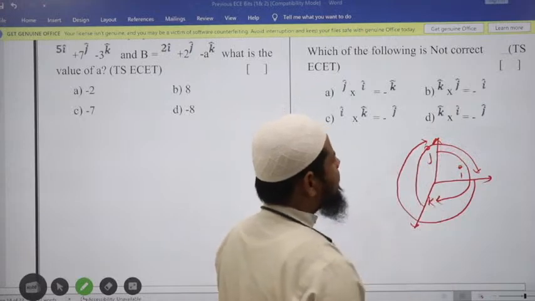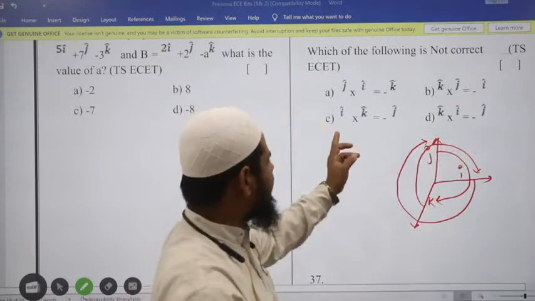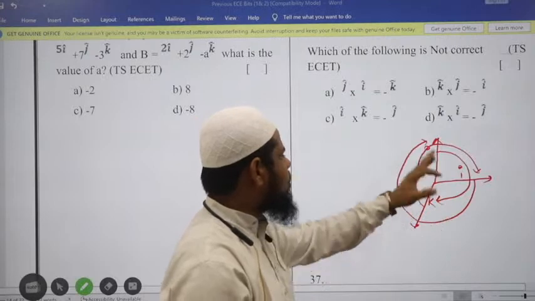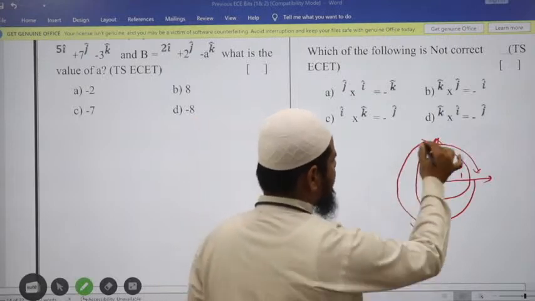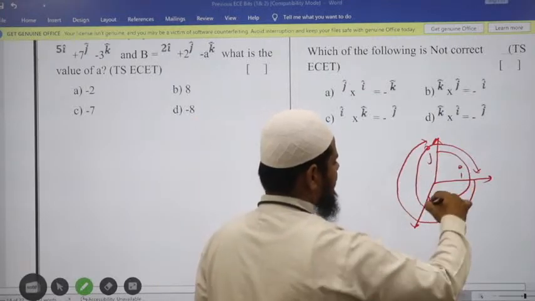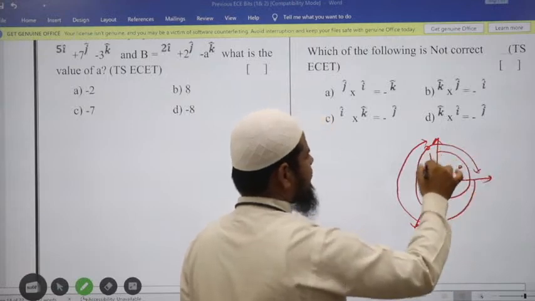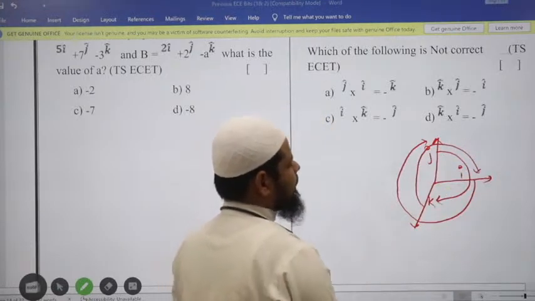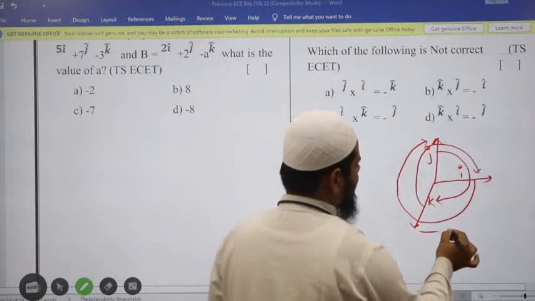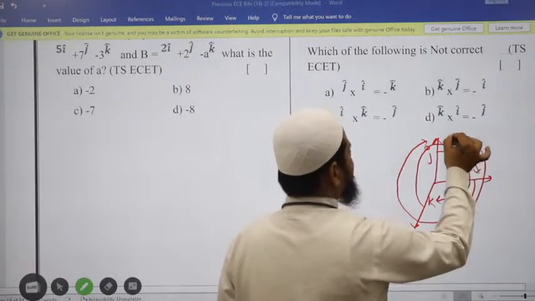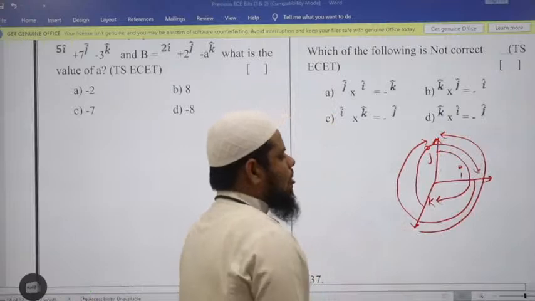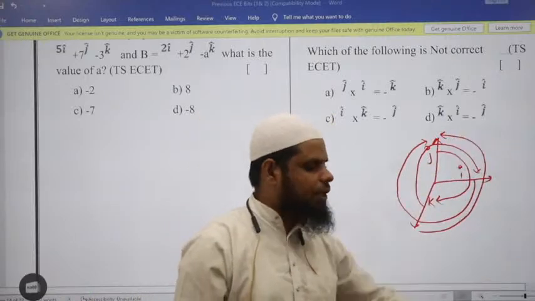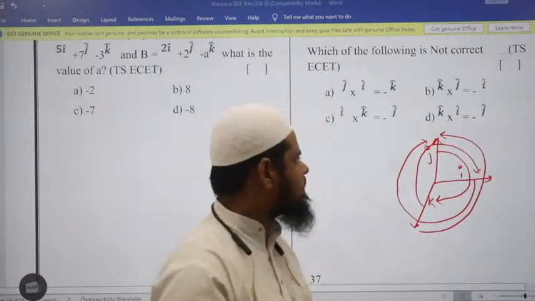We can take it like this, i cross k. So all these three are in the clockwise direction. K cross i, now what is this? K cross i is in the anti-clockwise direction. That is minus j. So that is the wrong answer.